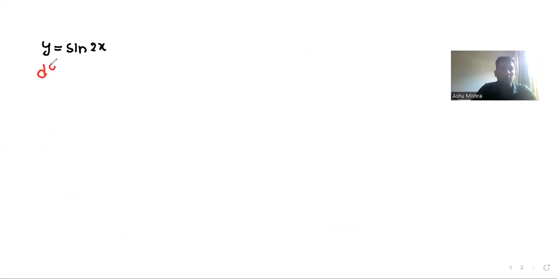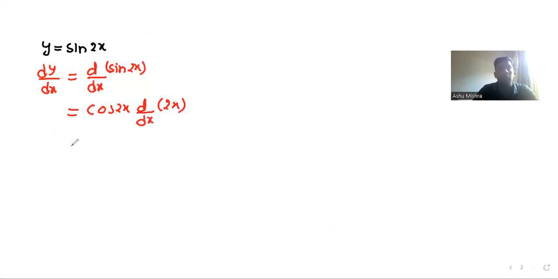If you want to calculate dy over dx, it will be equal to d over dx of sine of 2x. For this, the complete part is 2x, the derivative of sine theta, you know very well, will be equal to cos 2x. Then after that, d over dx of 2x. And the required answer will be 2 cos 2x. You can do the previous question by this method also.